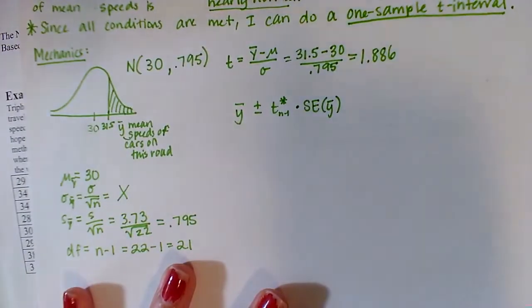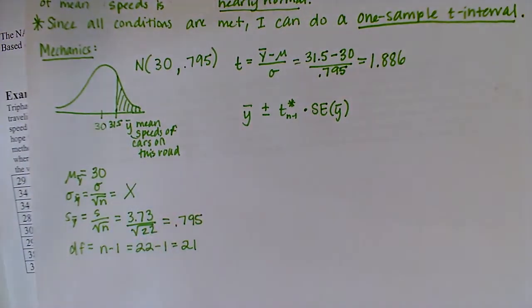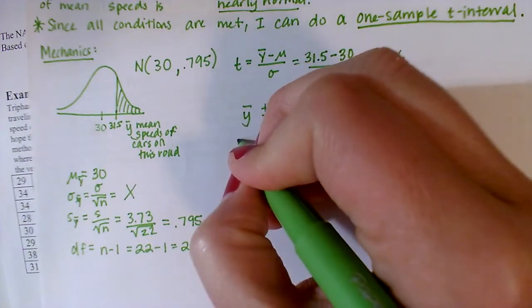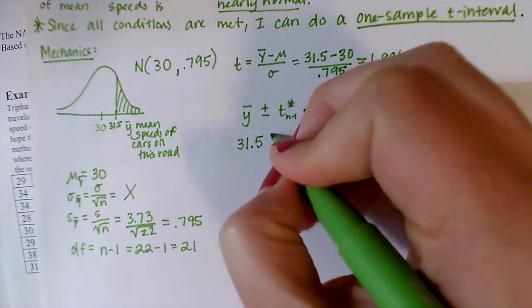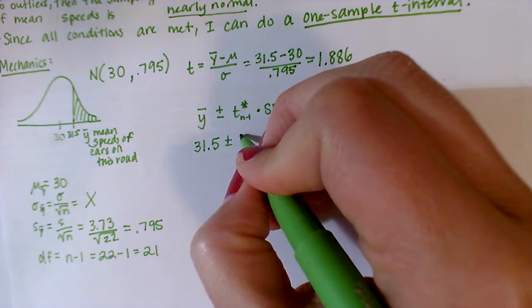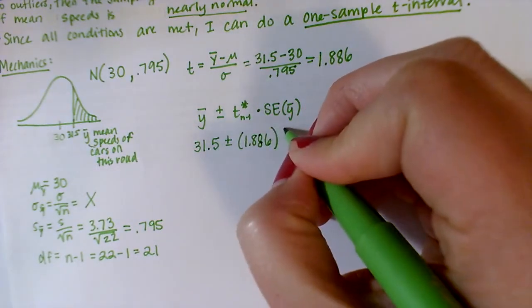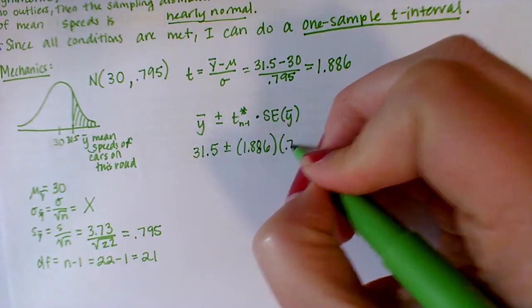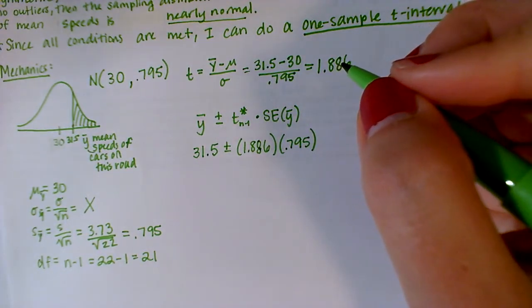Okay, I'm about to show you guys where we got all these numbers because we already have all this written down. So what's y bar? Y bar is your mean, which for this problem is 31.5, plus or minus my t-score, 1.886, times the standard error. Oh wait, I already found the standard error. That was 7.795.